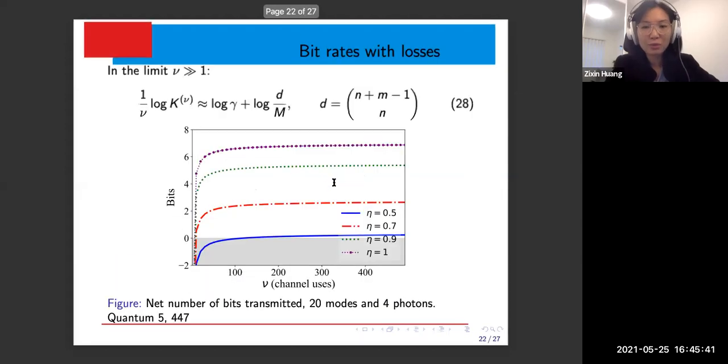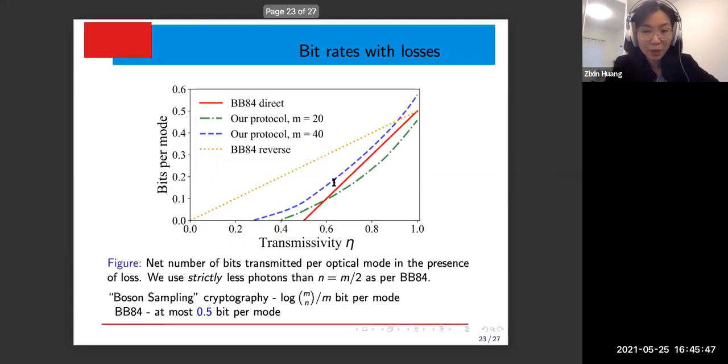And then the referee was like, oh yeah, so this is all well and good, but how does it compare with BB84? Well, I'm quite glad that they asked, because that gave us our money shot there, which they also hated. But anyways, the question was, how does your protocol perform in terms of the information density per mode?